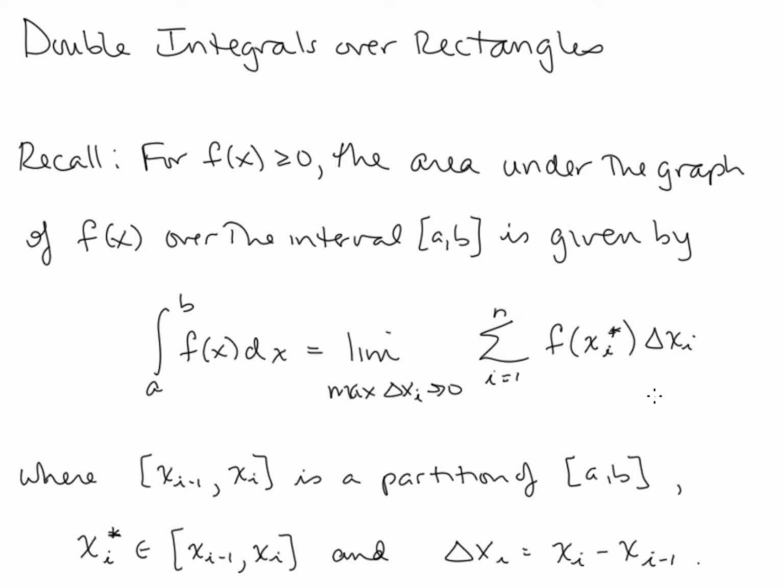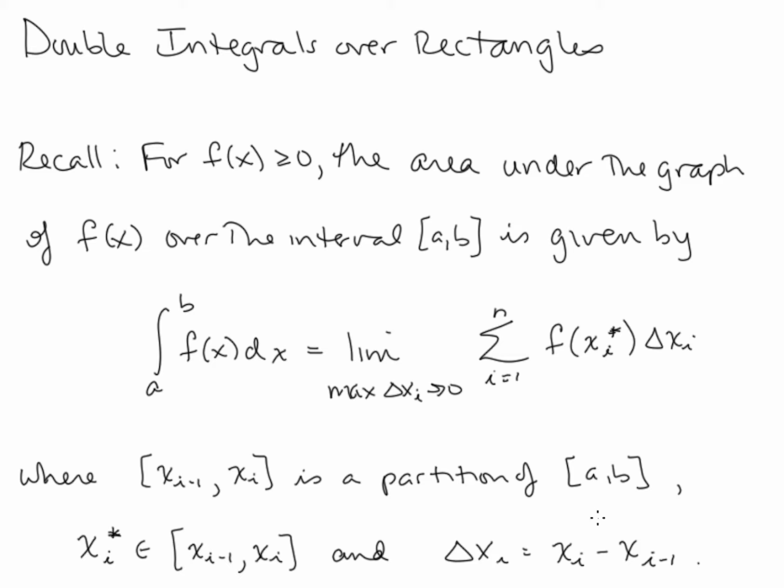Remember that this is a Riemann sum where [xi minus 1, xi] is a partition of the interval [a, b]. The evaluation point xi star is a point in that ith interval, and delta xi is the width of that ith interval. Now for most of the problems we do in class, we have a constant delta x. We usually take delta x to be (b minus a) over n, and that simplifies the situation quite a bit.